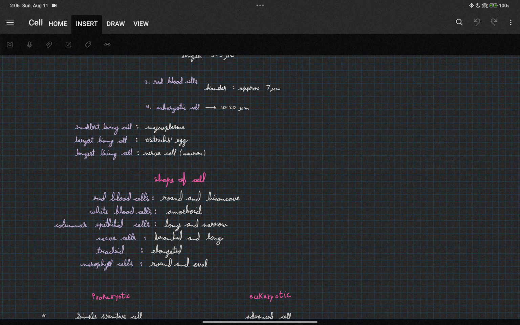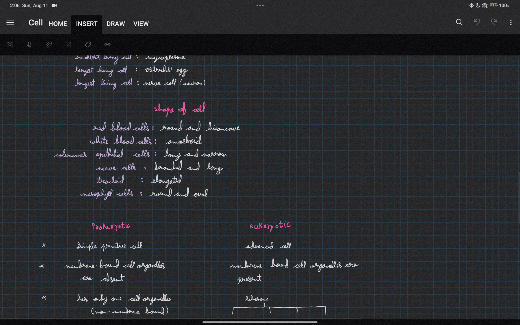Smallest living cell is mycoplasma. Largest living cell is ostrich egg. Longest living cell is nerve cell. Longest living means the cell which is long in terms of the shape.